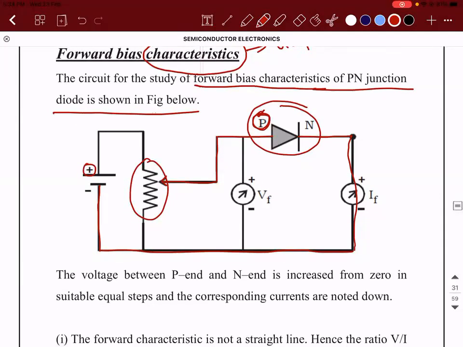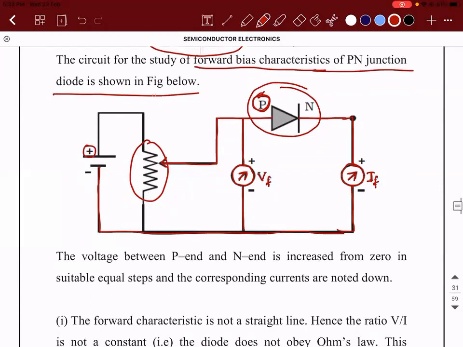Right? So when this kind of device is connected, you will use a voltmeter to measure the forward voltage, VF, and an ammeter to measure the forward current, IF. We know that the voltage measurement is connected in parallel to the device, and the device to measure the current is connected in series to the device. Is there any doubt in this diagram? Is there any doubt?